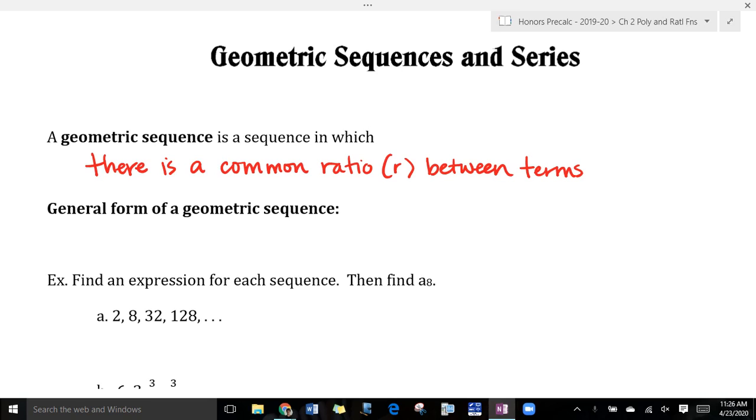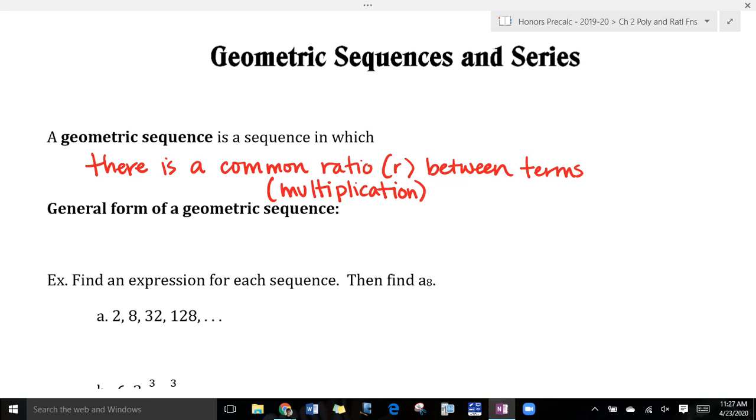So basically, instead of adding something to get from one term to the next, we're going to be multiplying. Okay, so a geometric sequence is built upon multiplication. Now, if an arithmetic sequence, in which we added, was like a linear function, do you know what a geometric sequence is? Hopefully you're saying, hey, that's just exponential. And you're right, it is just exponential. So that's the idea that we'll be using with geometric sequences.